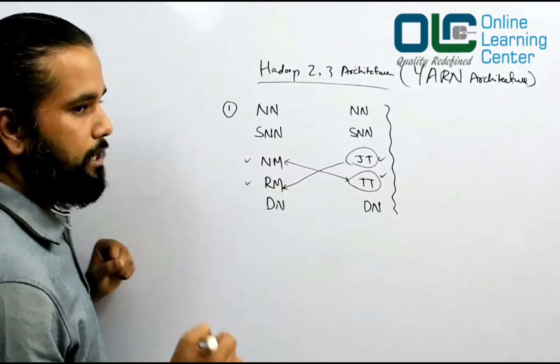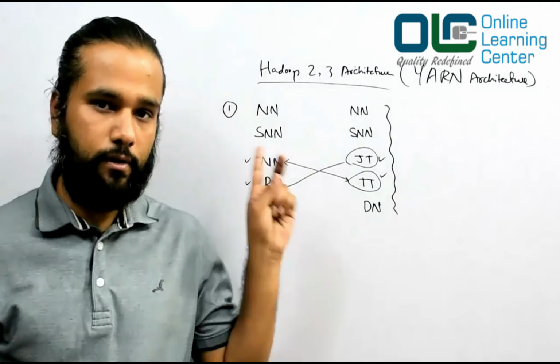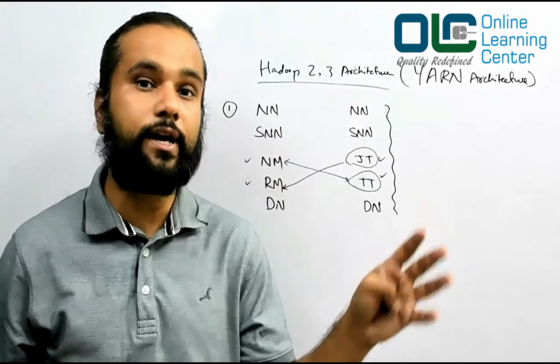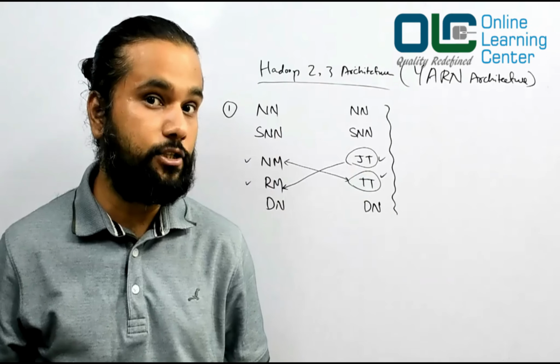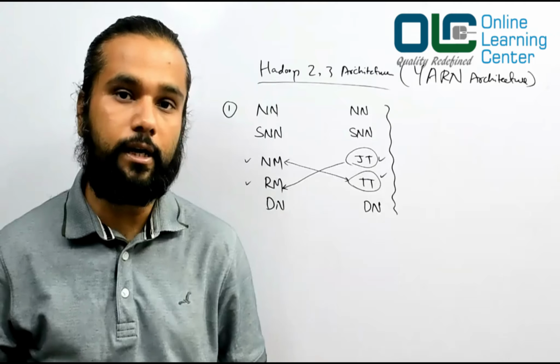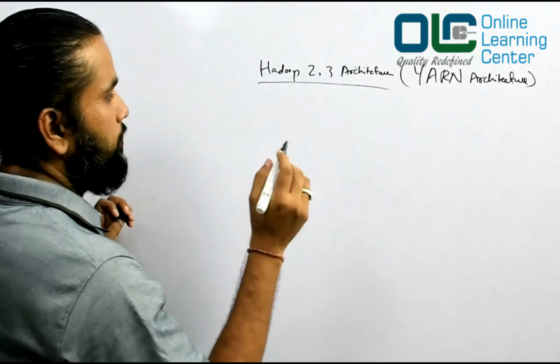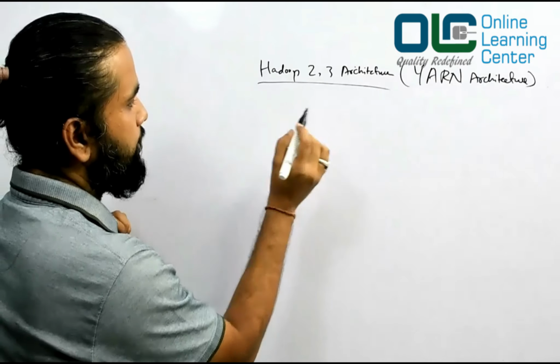Let us try to understand these two things again. We will do the architecture again, and we'll try to understand how exactly the architecture would look like in a typical real-time Hadoop cluster that has Hadoop 2 and 3 in production. Now let's try to create a diagram like this.